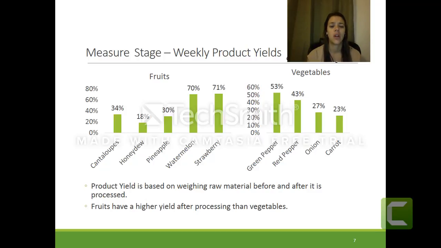So as we could see for our fruit products, it varied a lot between the fruits, but on average it was a higher percentage of yield than the vegetables. The vegetables suffered more loss after the processing part. So this measure stage is information that we were going to use later for the analyze to define the costing for the fruits and the vegetables.